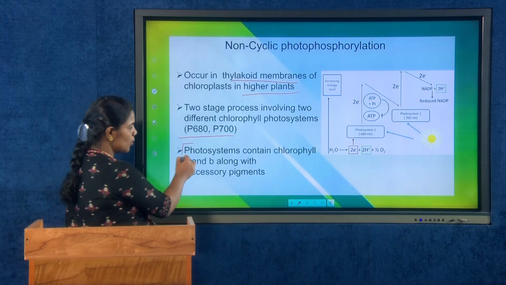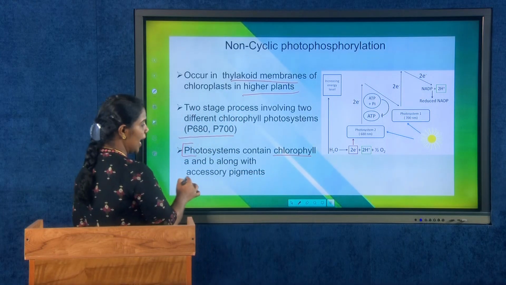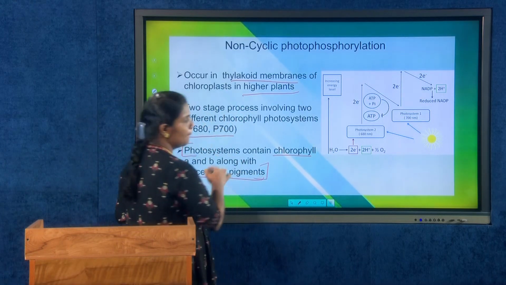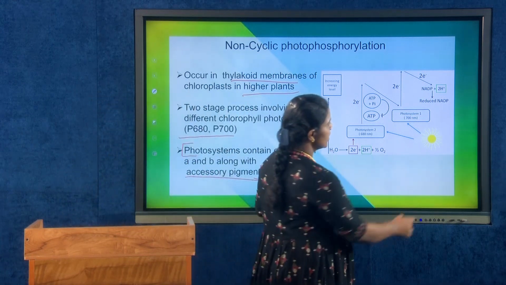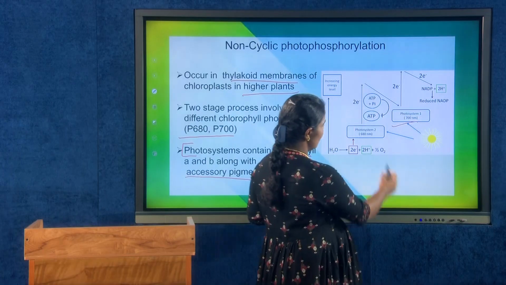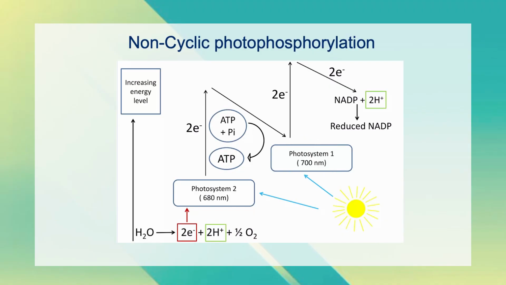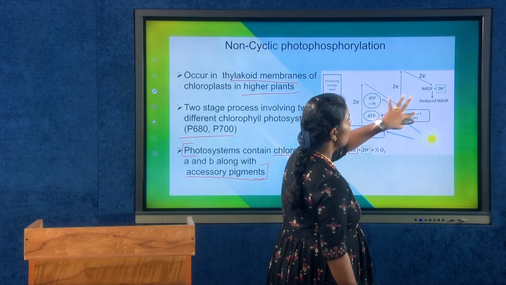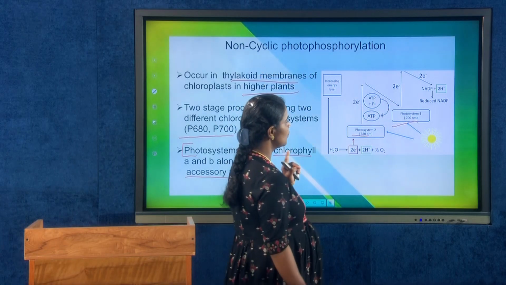So, what are the photosystems? Photosystems contain basically the chlorophyll molecule along with the accessory pigments. Here is the representation of the process. Here you can see both the systems, photosystem 1 and photosystem 2. Photosystem 1 has its maximum absorbance at 700 nanometers. Photosystem 2 has its maximum absorbance at 680 nanometers. So, both the photosystems work together in non-cyclic photophosphorylation.